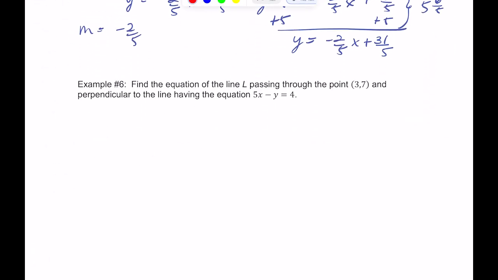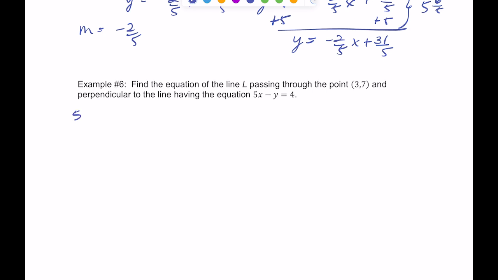Let's look at a perpendicular example. So here we want to find the equation of the line L passing through the point 3, 7 and perpendicular to the line having the equation 5x minus y equals 4. So same thing, we have this equation, we want to create another equation of a line that passes through 3, 7 and is perpendicular to this, okay? So again, I'm writing the equation of a line, I need a point and a slope. I don't have the slope, but I can easily find it, and I do have a point.